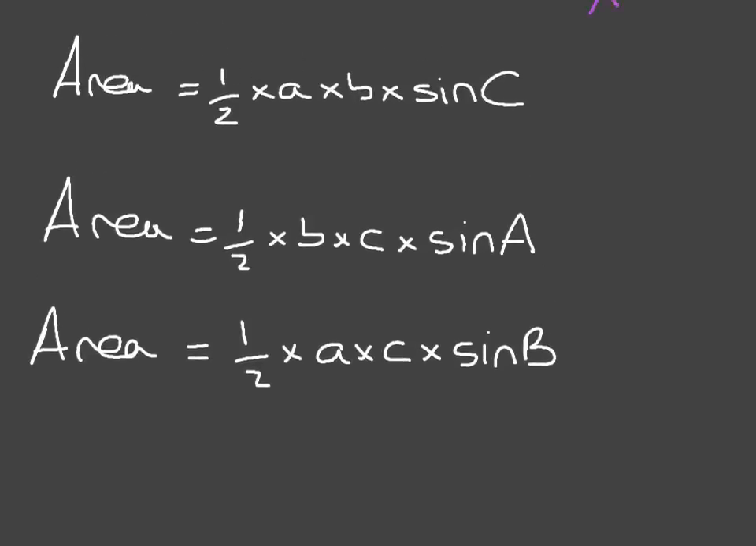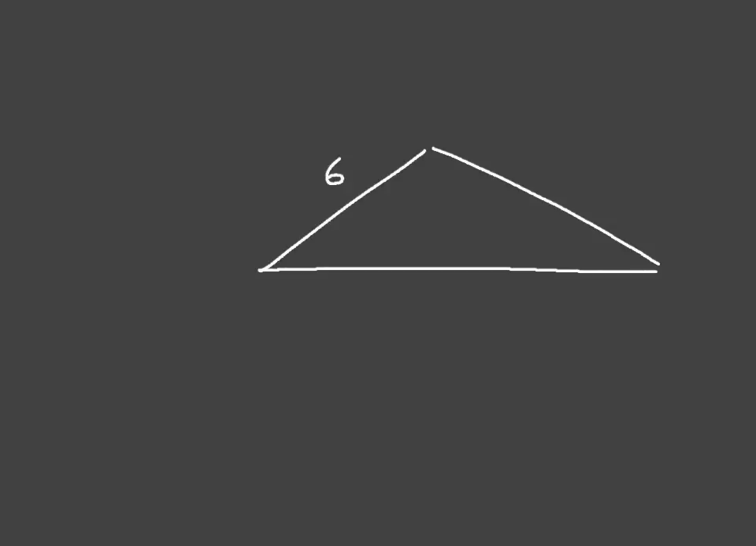Now, let's see how these formulas work with a quick example. Let's say we're given this triangle, and we're told that this side length is 6, this angle is 40 degrees, and this side length is 15. And we're asked to find the area of this triangle. Well, what we should notice here is that the information we're given is two side lengths, and we're given the angle which is in between them. So we can definitely use the formula we just learned.